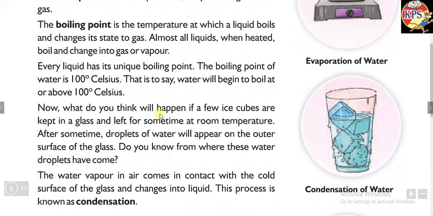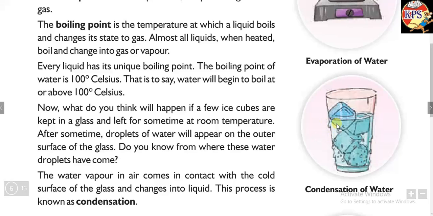Now what do you think will happen if a few ice cubes are kept in a glass and left for some time at room temperature? Suppose you are taking a glass and keeping some ice in it, and you are leaving it at room temperature. What will happen? After some time you will see some droplets around the glass. These are not from inside the glass, they are on the outside of the glass.